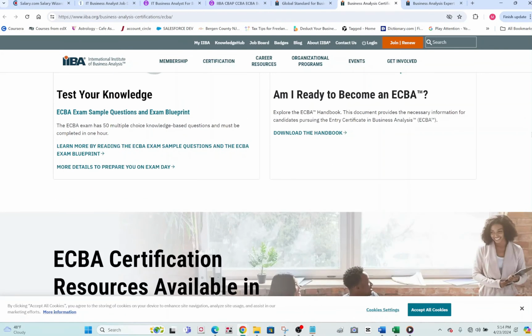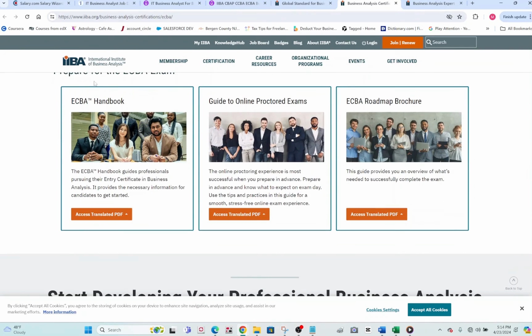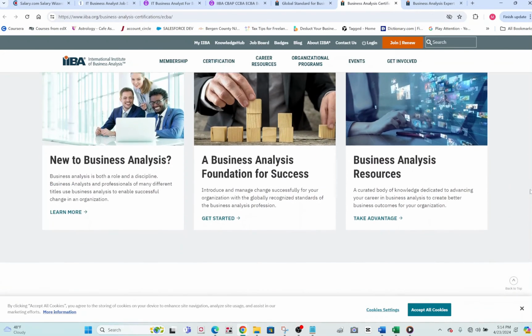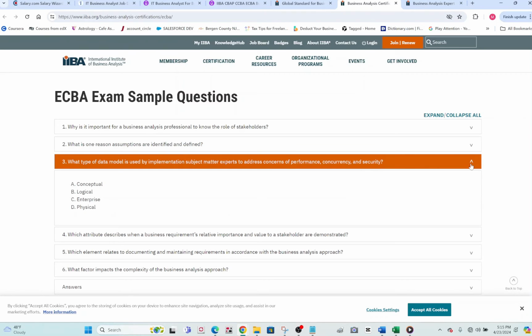Does it say how much it is here? No. Okay, but you'd need to look at their handbook. Let's just take a quick look. Okay, here are some sample questions. Number three: what type of data model is used by implementation subject matter experts to address concerns of performance, concurrency, and security? So these tests are all multiple choice.